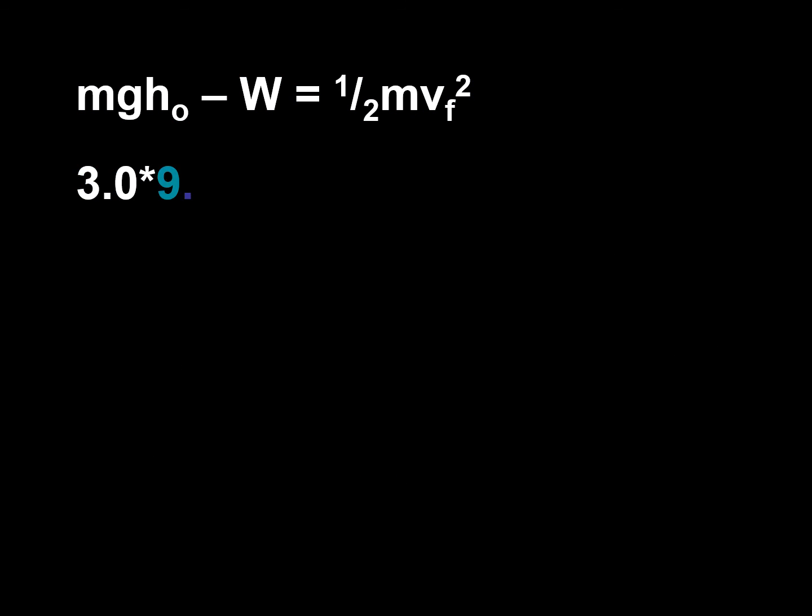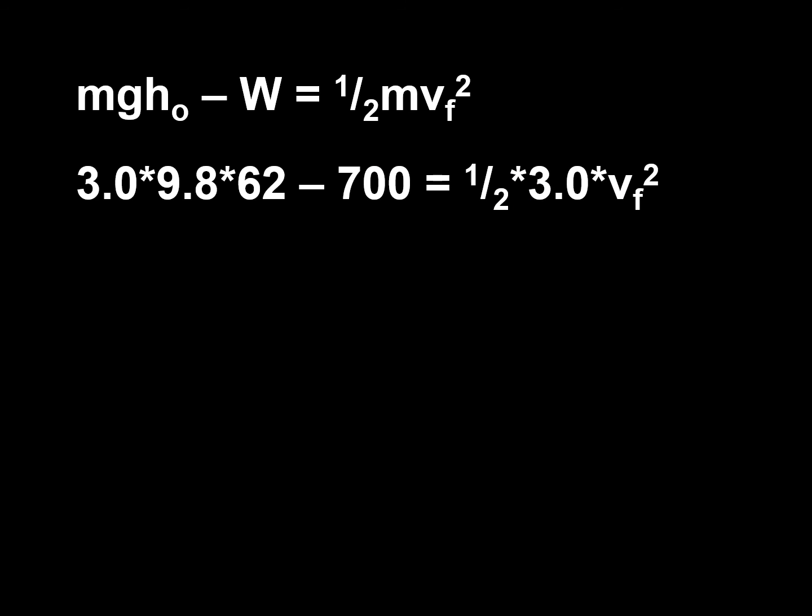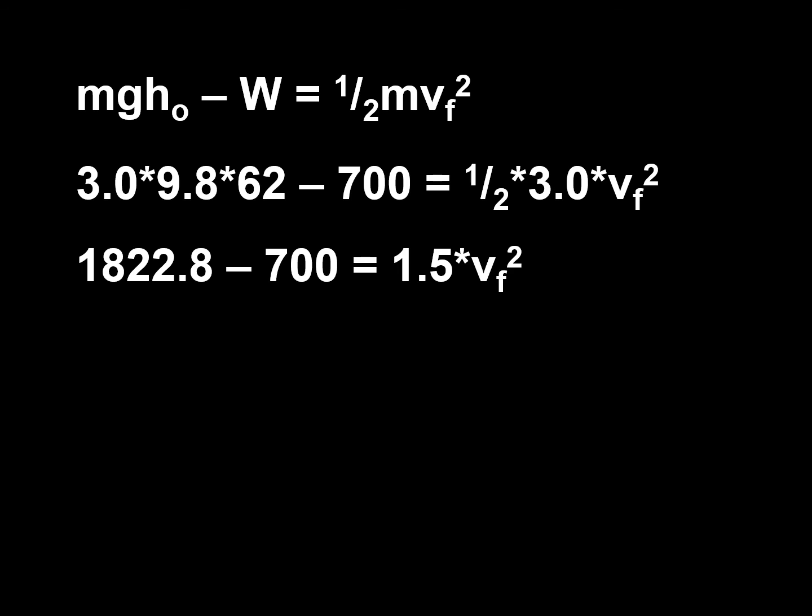Go ahead and plug in our numbers. We get 3 times 9.8 times 62 minus our 700 joules of dissipated energy is going to be equal to 1/2 times 3 times the final speed squared. So then on the left-hand side, we do the 3 times 9.8 times 62, get 1,822.8. Subtract off that 700, and then that's going to be equal to half of 3, which is 1.5, times the final velocity squared. Subtracting that 700 from 1822.8, you get 1122.8.